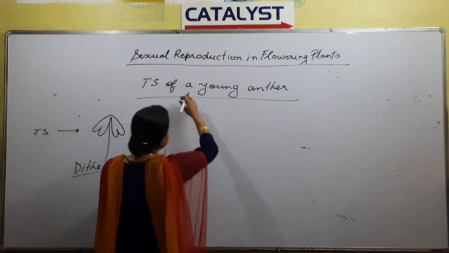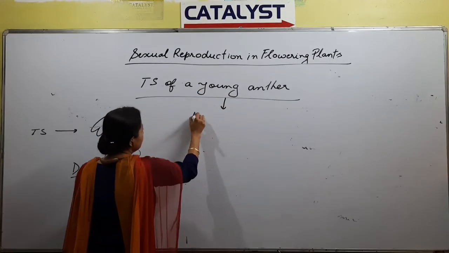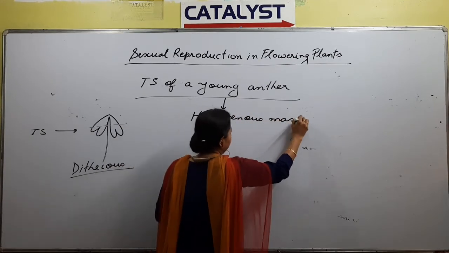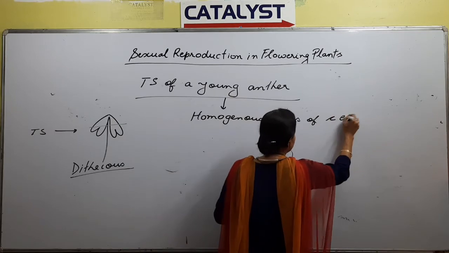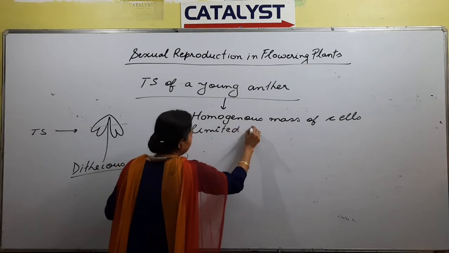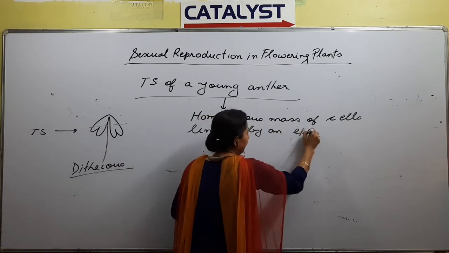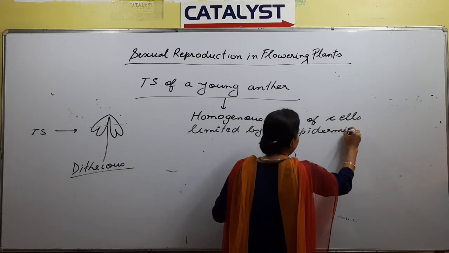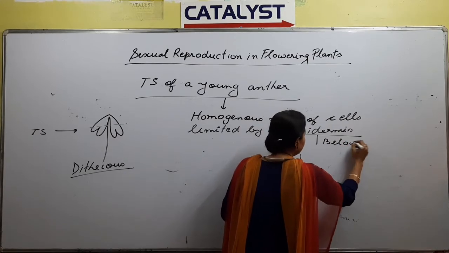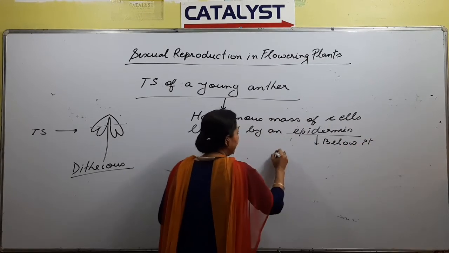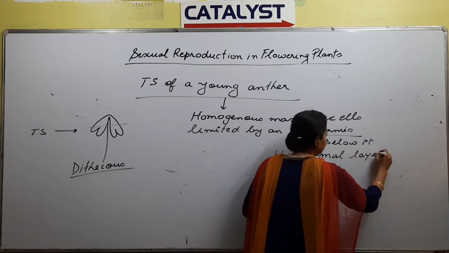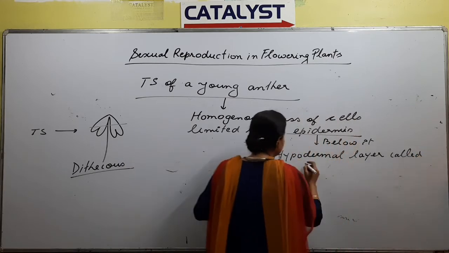So when we cut a TS of a young anther, what we are going to see is a homogeneous mass of cells or tissues limited by an epidermis. As I said before, the outer layer is called the epidermis. Below the epidermis, the hypodermal layer is called the archisporial layer.